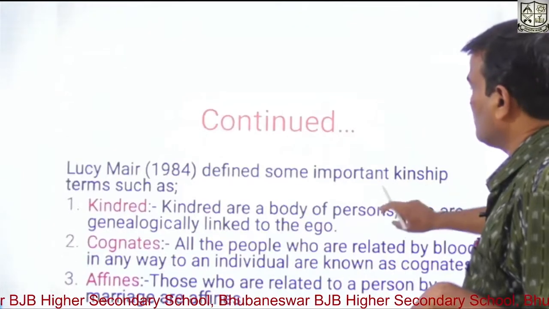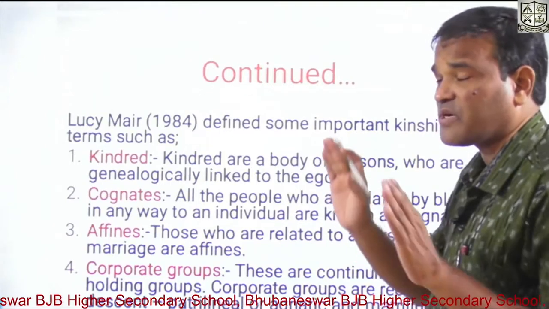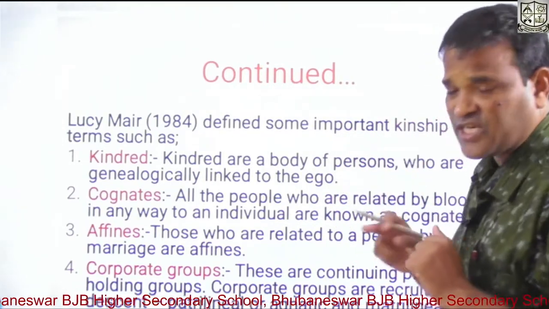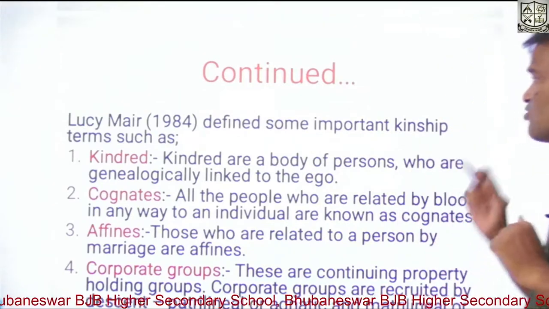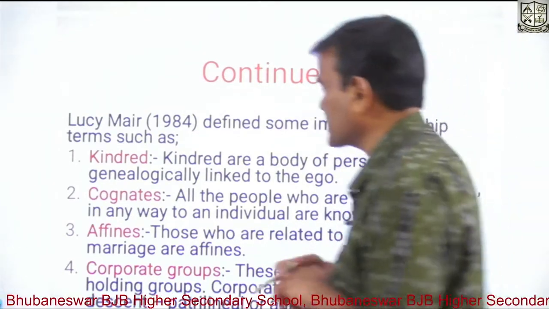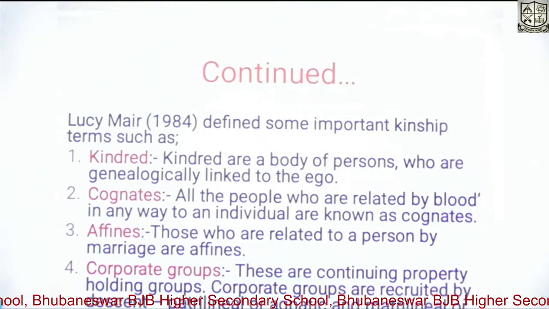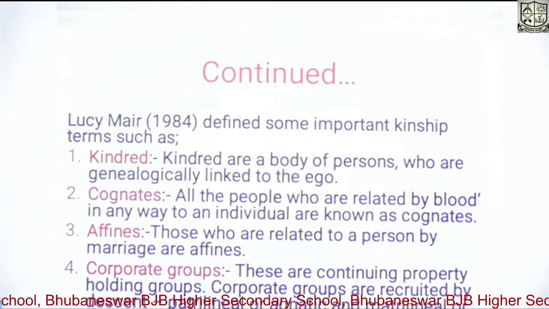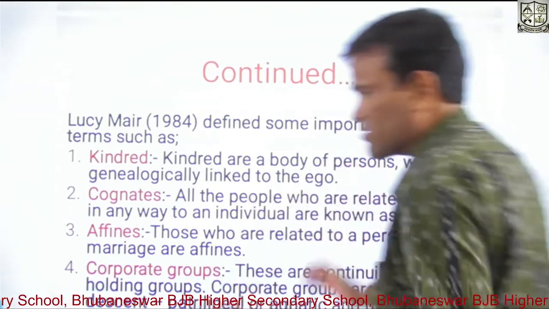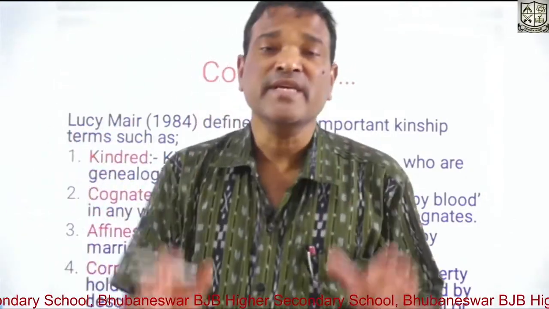So, L.H. Morgan gave the descriptive system and classificatory system, and G.P. Murdoch the term of address and term of reference. And Lucy Mair defined some important kinship terms: the kindred, cognates, affines, corporate group, etc. Kindred are a body of persons who are genealogically linked to the ego. All the kin and relatives of an ego come under the kindred.